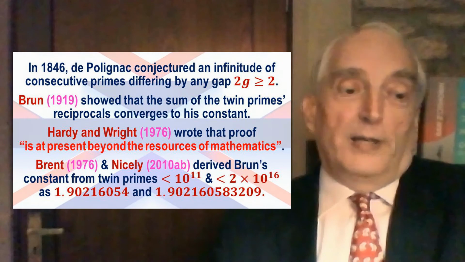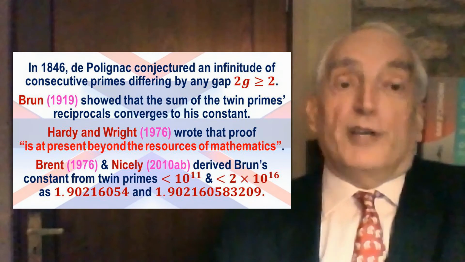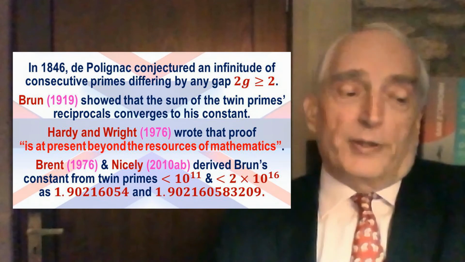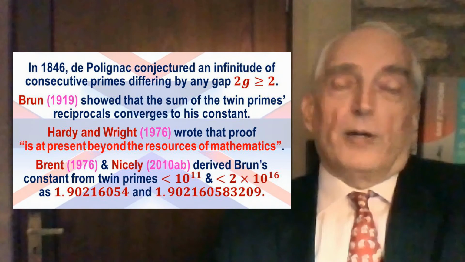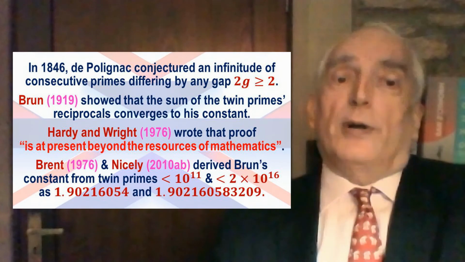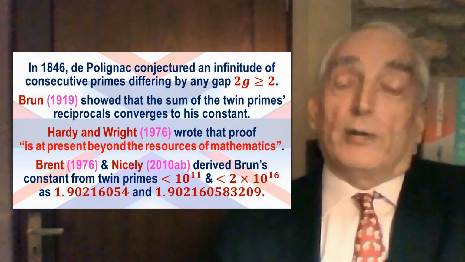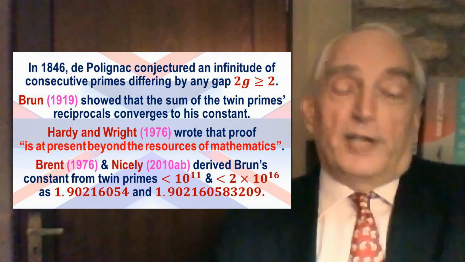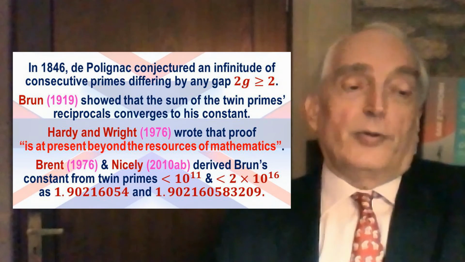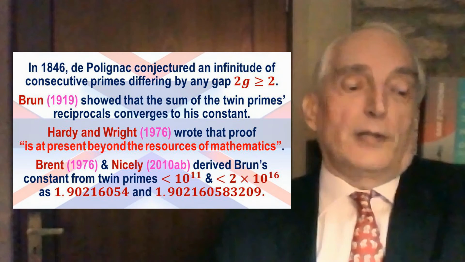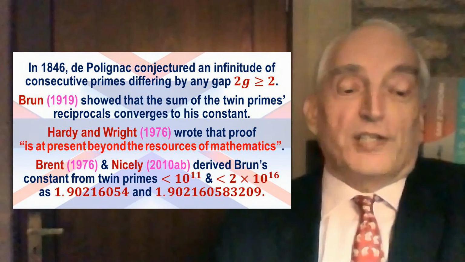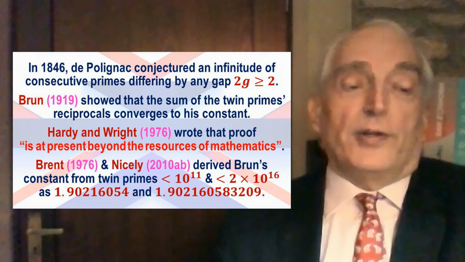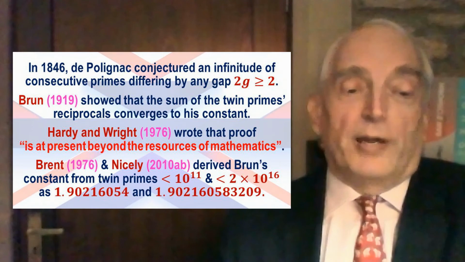Now, Brun in 1919 showed that the sum of the twin primes' reciprocals converges to his constant. The famous Hardy and Wright, great number theorists, wrote that proof of the twin prime conjecture is at present beyond the resources of mathematics. Well, as I shall submit, not anymore. Brent in 1976 and Nicely in 2010 derived Brun's constant from twin primes less than 10 to the power of 11 and less than 2 times 10 to the power of 16, and you'll see the two respective values for Brun's constant that they obtained at the bottom of the slide.